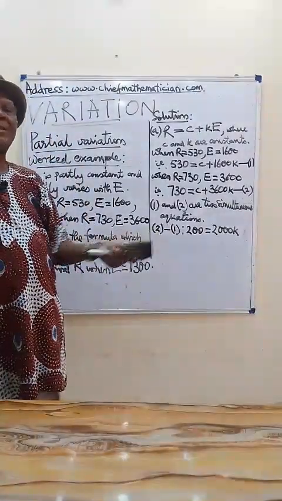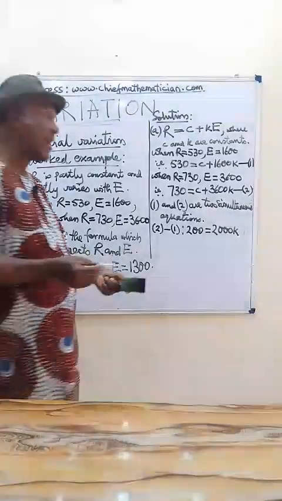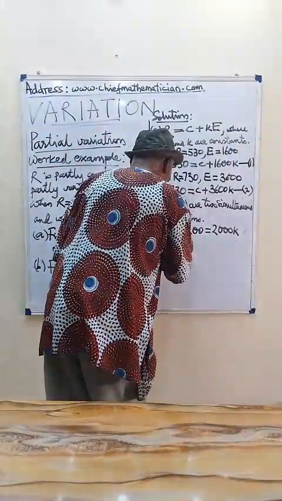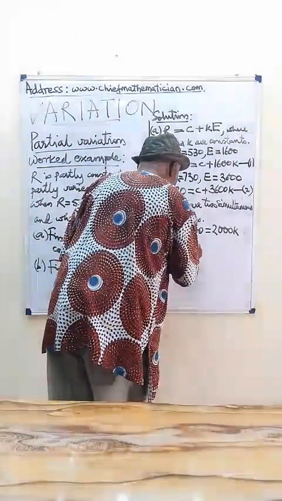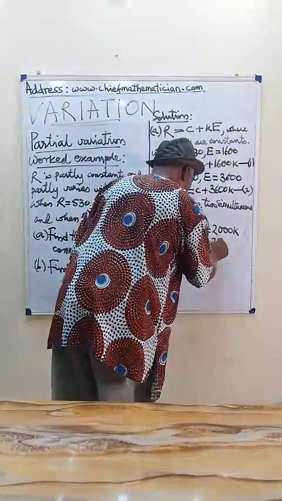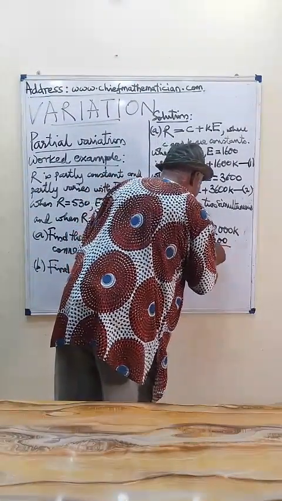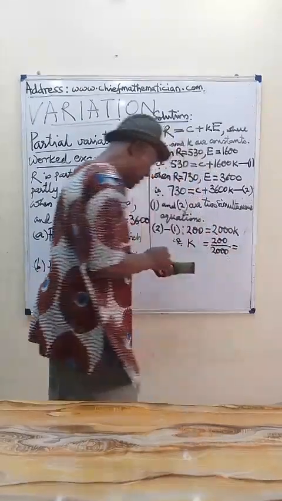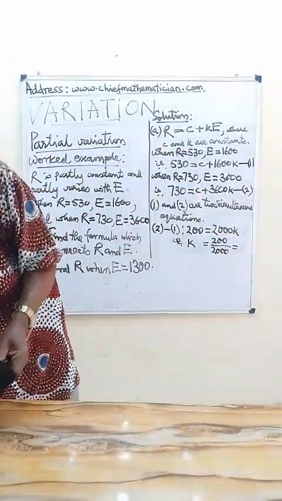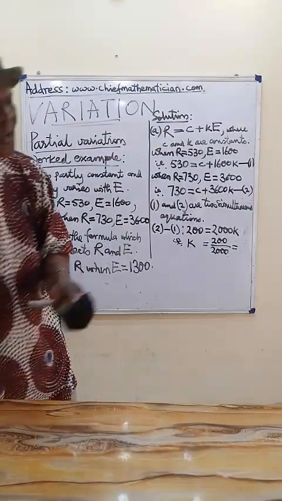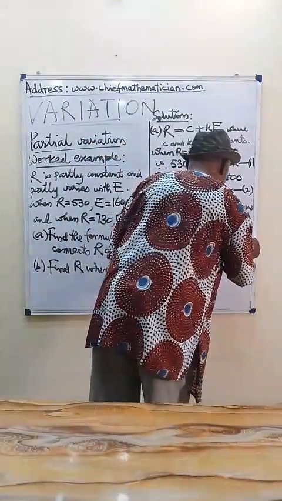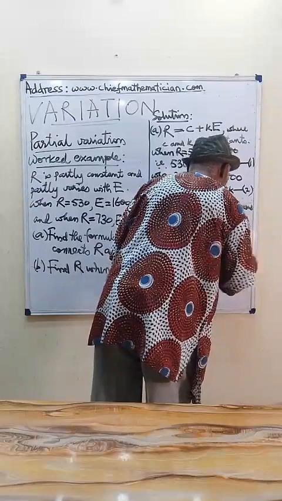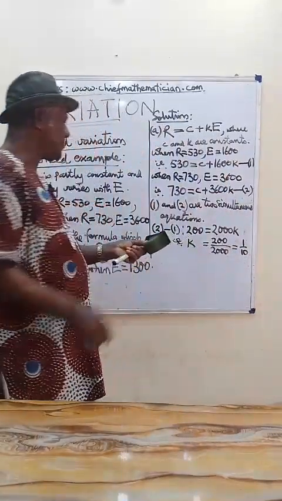That makes life easy for us. Now, what is K? K is equal to 200 over 2,000. And what is it? 200 over 2,000 is 1 over 10. This is the value of K.